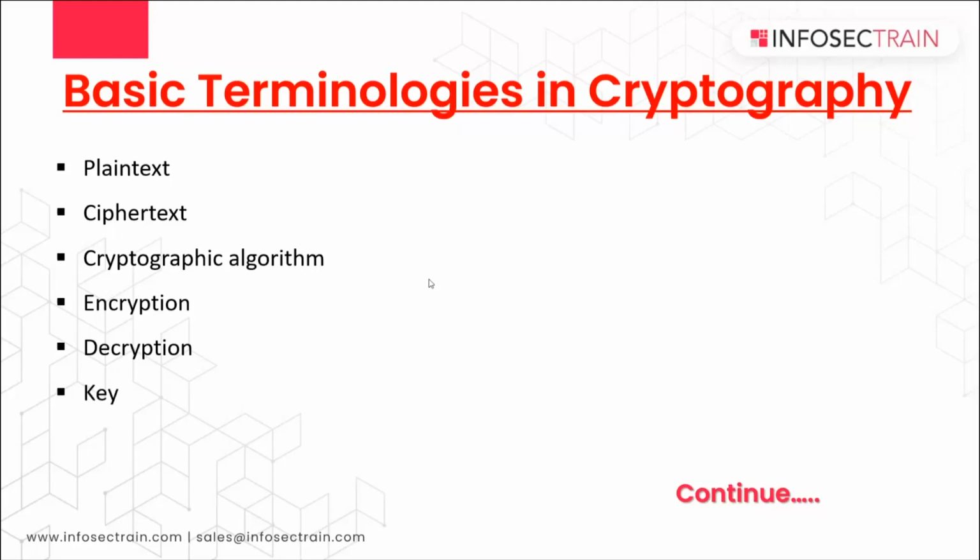Let us talk about the key. What is a key? The alternative name for the key is password. We can say that it is a parameter used in the encryption and decryption processes which determines the output of the cryptographic algorithm. If you use different algorithms, you will get different encrypted data, because the pattern of encryption and decryption is different in each and every algorithm.